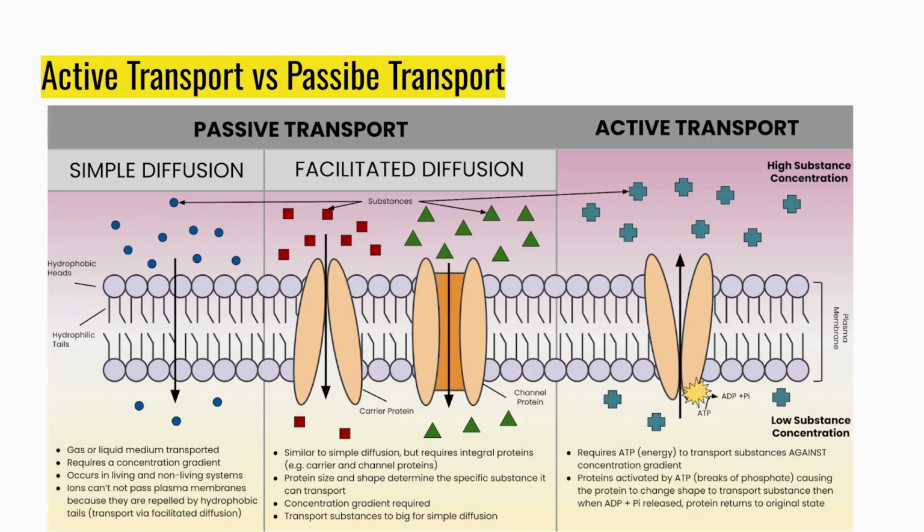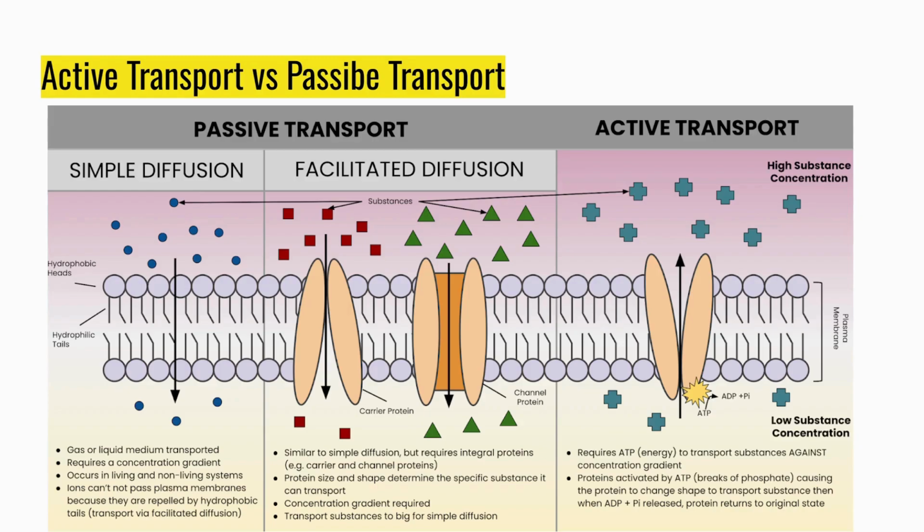So in simple diffusion, we have smaller molecules and substances going directly through the phospholipid layer, as you see here. It's generally for gases or liquids, and they require, again, a concentration gradient. They have to be neutral, so they cannot be ions. They cannot have a positive or negative charge. It simply will not work.